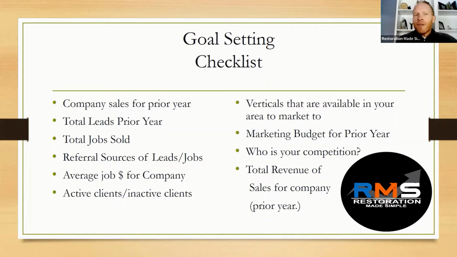Next item that's important is you need to know what the company job average is. So if we're talking about mitigation, is your job average 3K? Is it 4K? Is it 5K? What is that job average? And the reason why you have to know this is if you're trying to set a revenue goal, you've got to be able to figure out, okay, if the company average is 5,000 and you're trying to get to a certain number, then you would be able to divide that number to figure out how many jobs you actually have to bring in order to get to that total revenue goal that you're looking for.